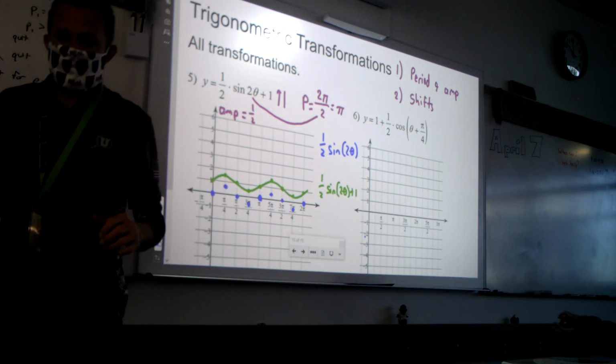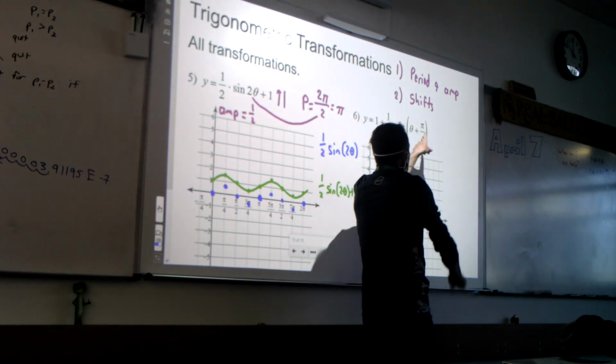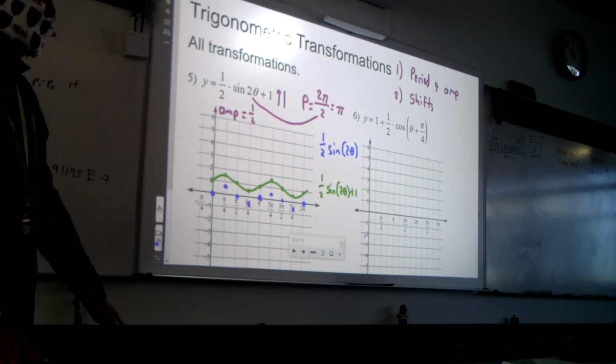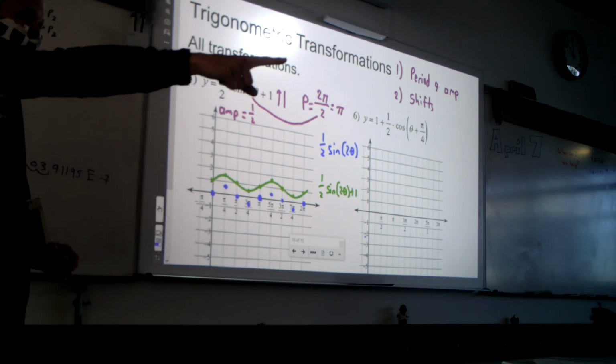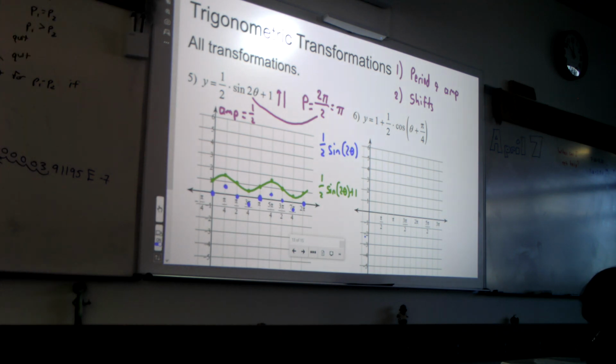Okay, let's repeat that. Again, we're going to have 3 transformations on this last one. I want you to turn to your neighbor for 20 seconds. What are those 3 transformations? 20 seconds, go.